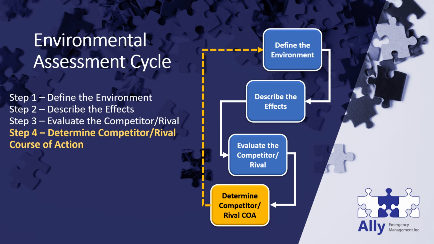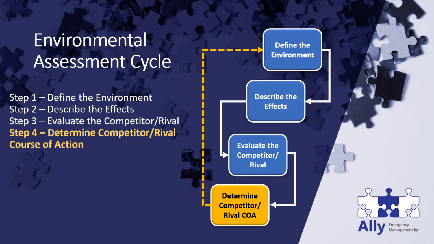Step 4 would be to determine the competitor or rival course of action. Based on the previous step, which is to evaluate your competitor or your rival, what are likely objectives and courses of action available to your competitors? What are likely outcomes of natural disasters based on your evaluation?